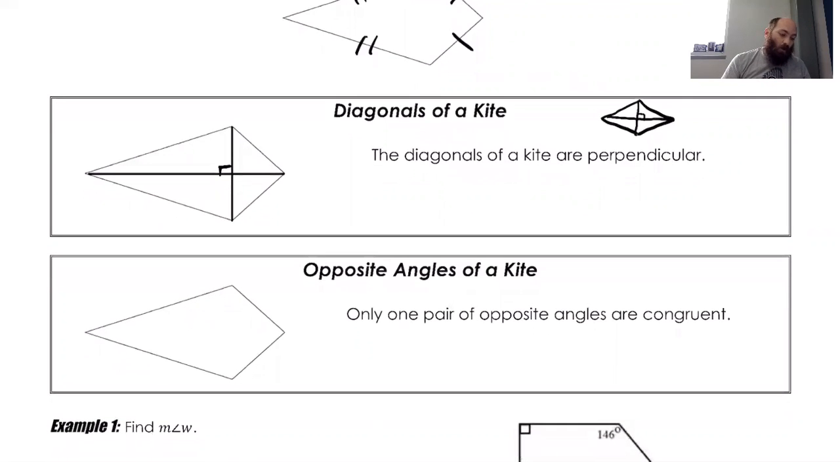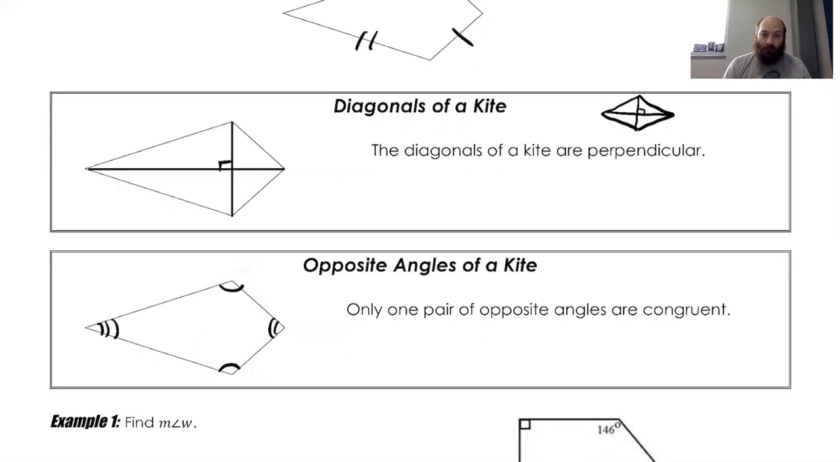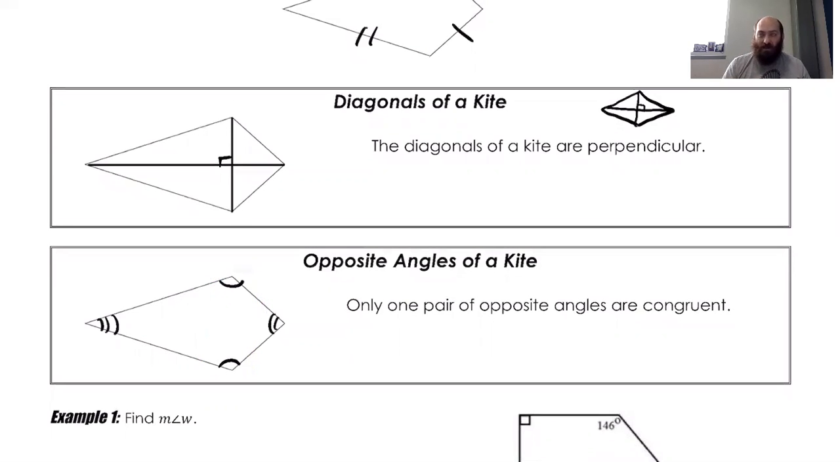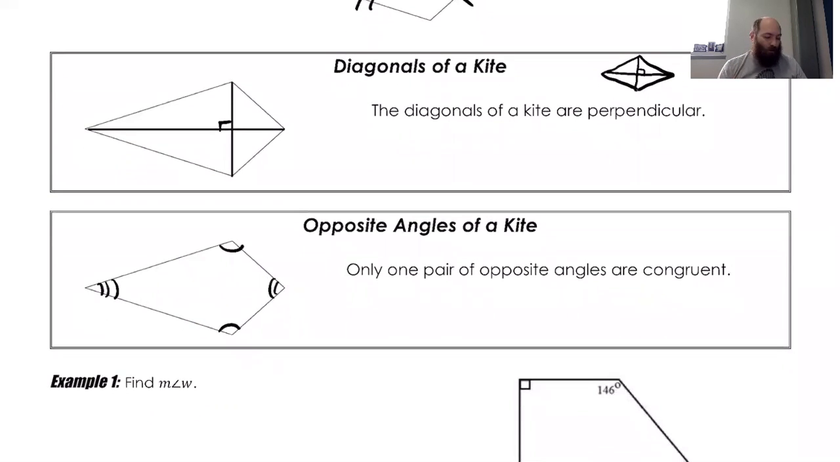Opposite angles of a kite: only one pair of opposite angles are congruent, and that's this pair right here. This pair, or those last two, are not the same. So these are my only ones that are congruent in that kite shape. The other two are not congruent to each other or to the original two. Well, not necessarily, I should say. I bet we could make these three match up in a kite, but that's not important.